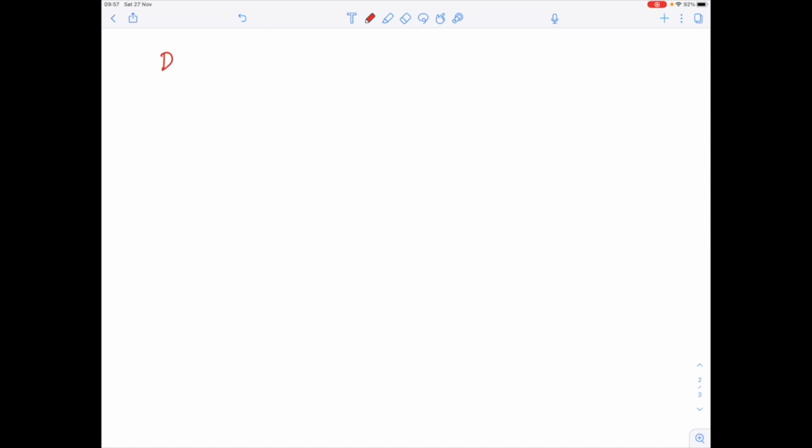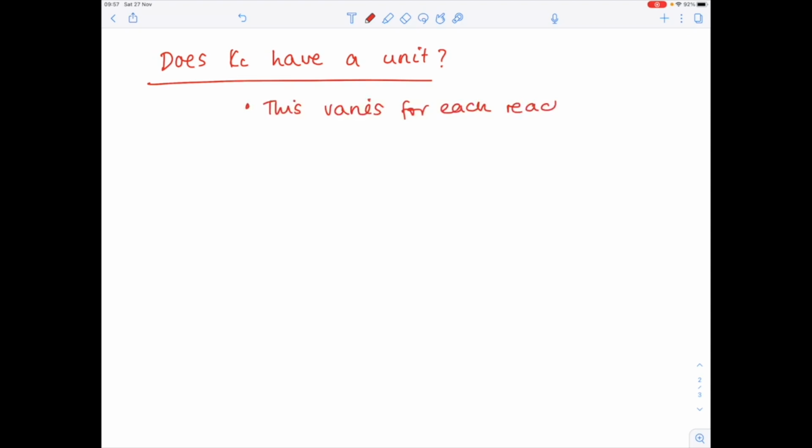The next question we need to ask ourselves is, does Kc have a unit? Because we're obsessed with units in chemistry. And unfortunately, you have to work this out individually for each reaction because it varies. So how to find the unit? Substitute in the concentration unit, which is mol dm^-3, for each reactant and product.